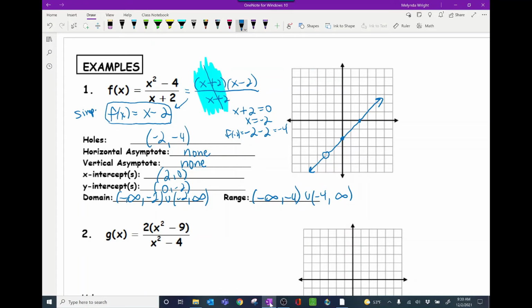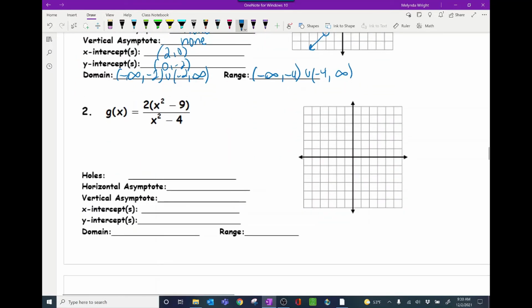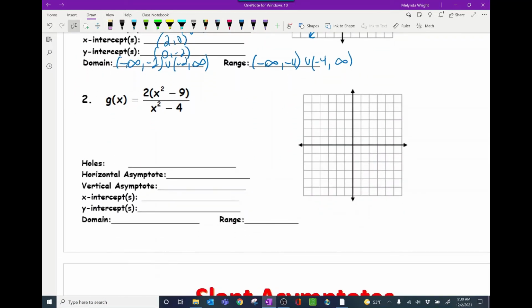Let's do one more before we start practicing on our own. On this one, we certainly want to factor and see if there's anything that will cross out. The top, or numerator, is a difference of perfect squares. The bottom, or denominator, is the difference of perfect squares also. And you can see nothing crosses out. The only time we get holes is when something crosses out. So there are no holes, there's none.